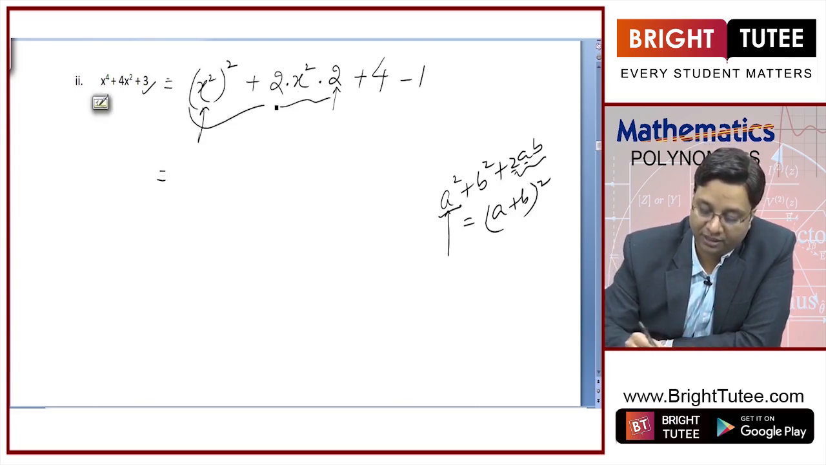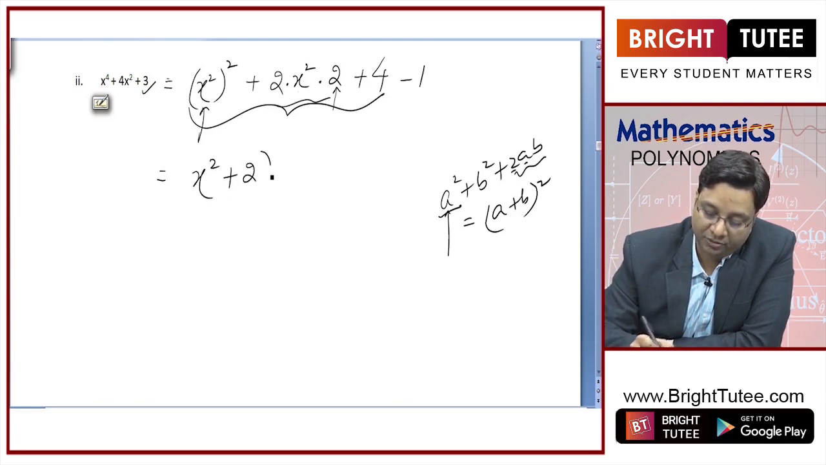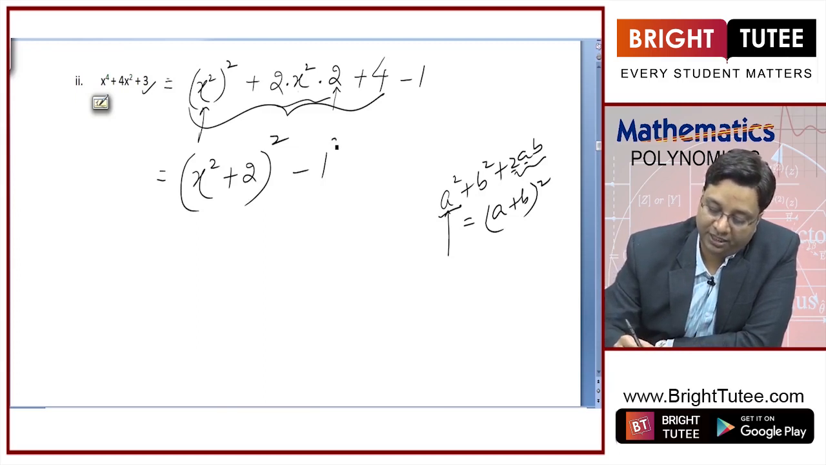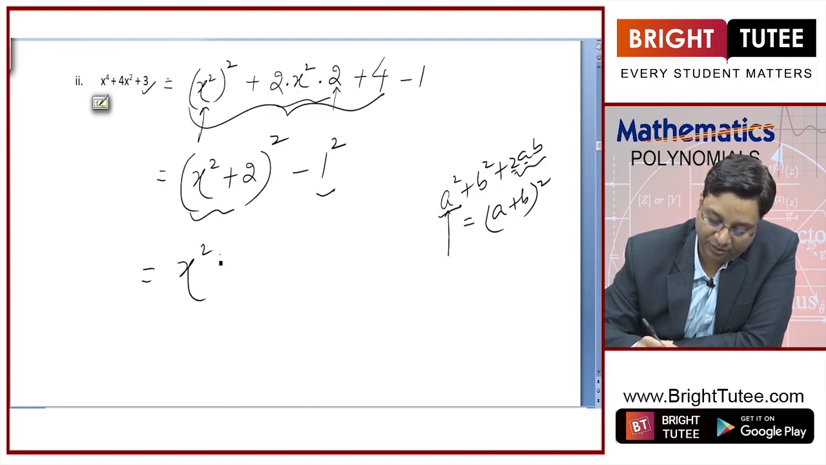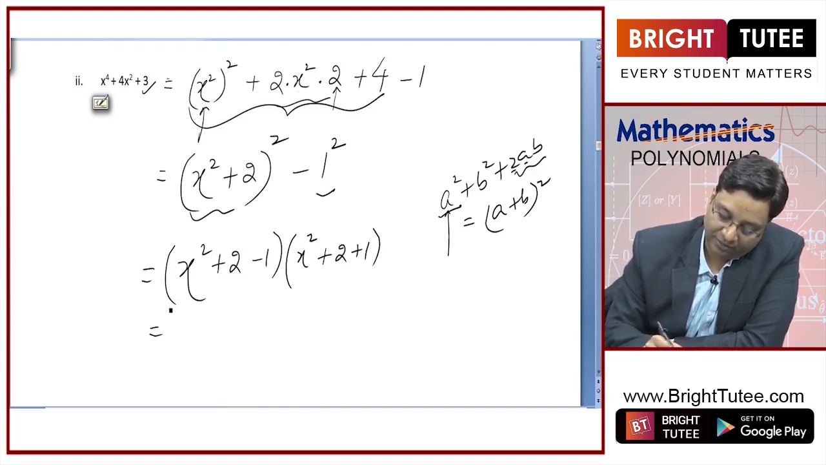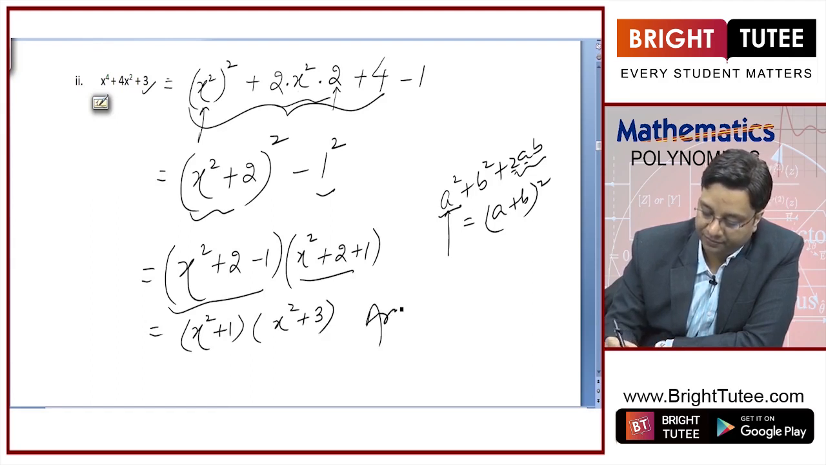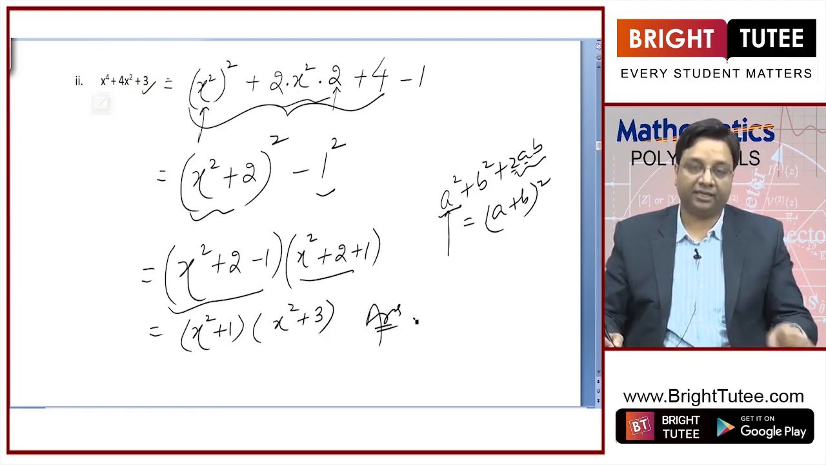So now look at this part, these 3 terms. This is just the square of (x square plus 2), and then you need to subtract 1. 1 can be written as 1 square, so this is a square minus b square type, hence I can write it as (x square plus 2 minus 1)(x square plus 2 plus 1). So the first part is x square plus 1, and the second bracket will give me x square plus 3. Okay, this is the factorized form here.